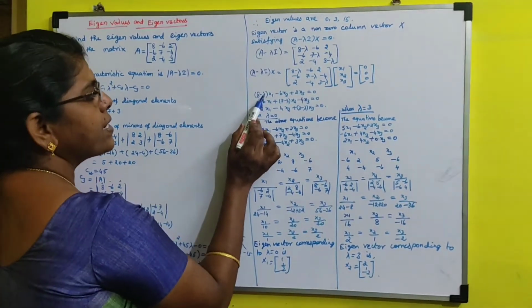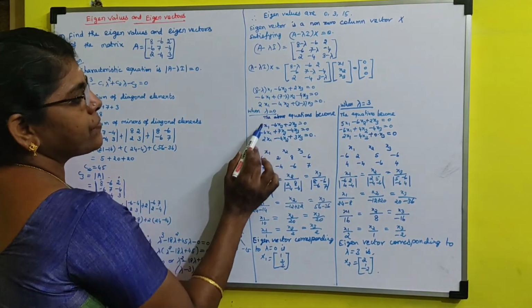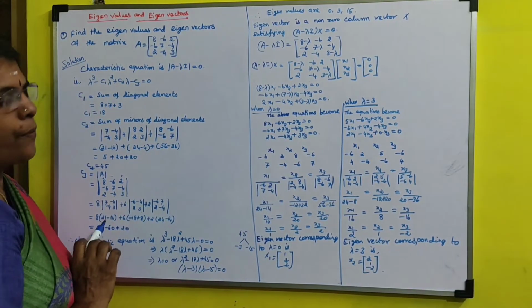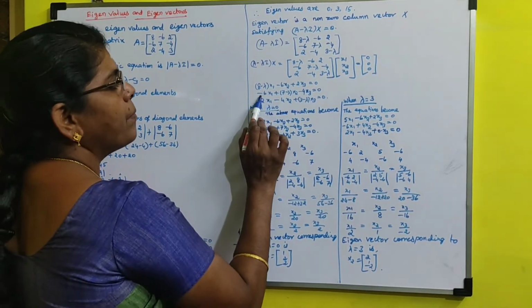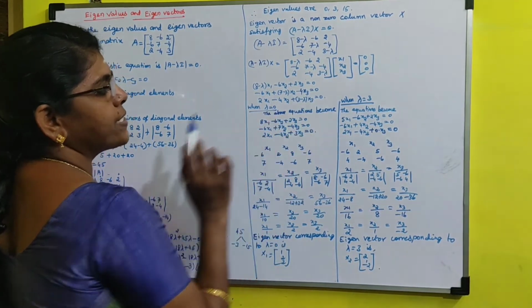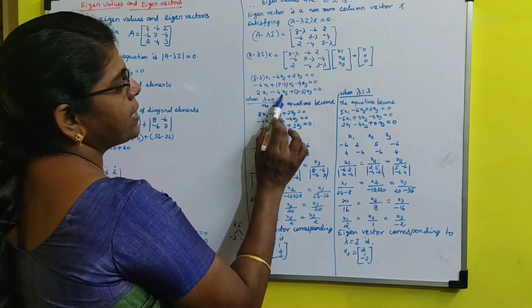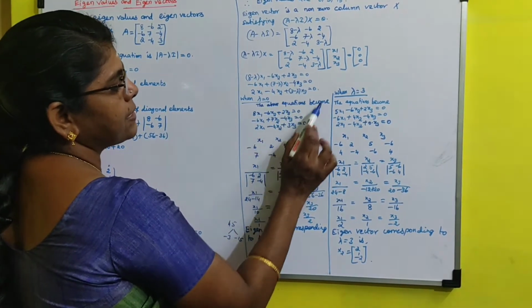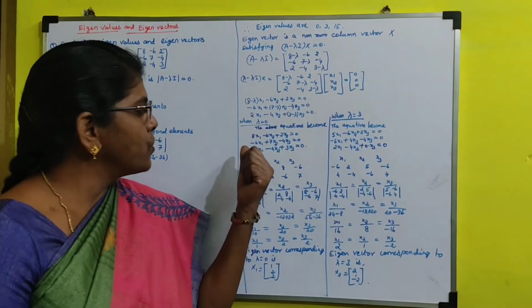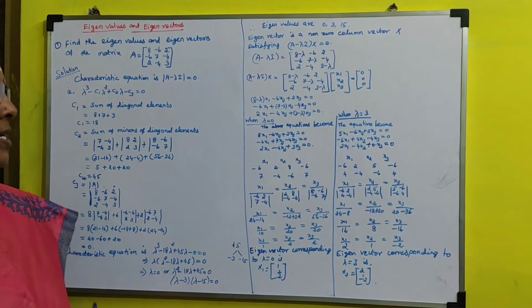Put lambda equal to 0 in these three equations. The first equation becomes 8x1 minus 6x2 plus 2x3 equal to 0. Second equation becomes minus 6x1 plus 7x2 minus 4x3 equal to 0. Third equation: 2x1 minus 4x2 plus 3x3 equal to 0. Now we have to find the values of x1, x2 and x3 by the cross multiplication method.